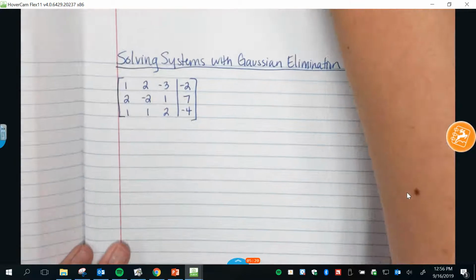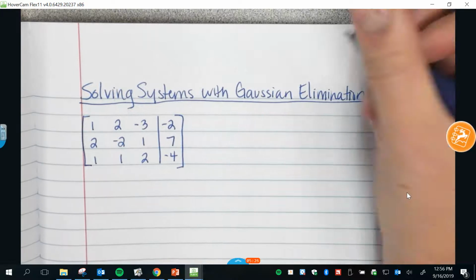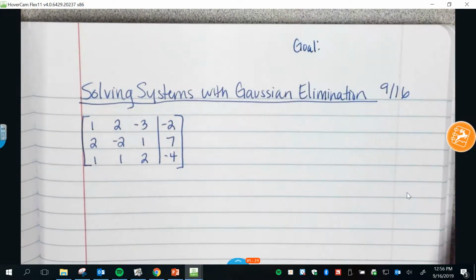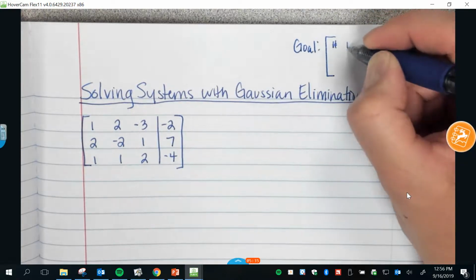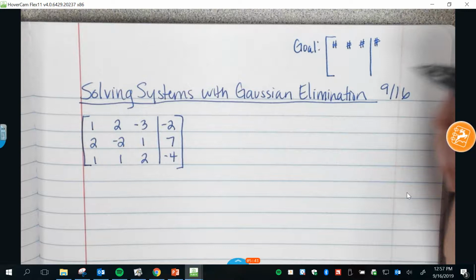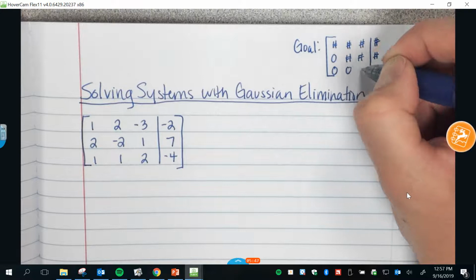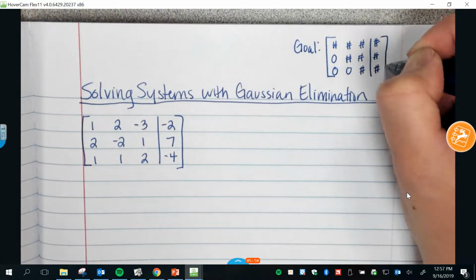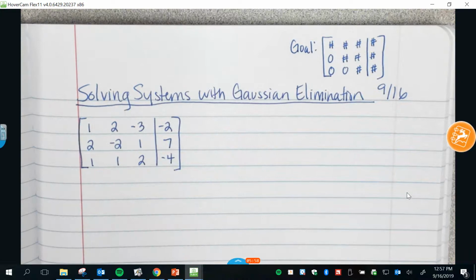We should have something that looks like this, right? All right, what might be helpful is to write what your goal is. So the goal up here is for it to look like number, number, number, number, 0, number, number, number, 0, 0, number, number. Okay. There we go. All right, that's our goal.